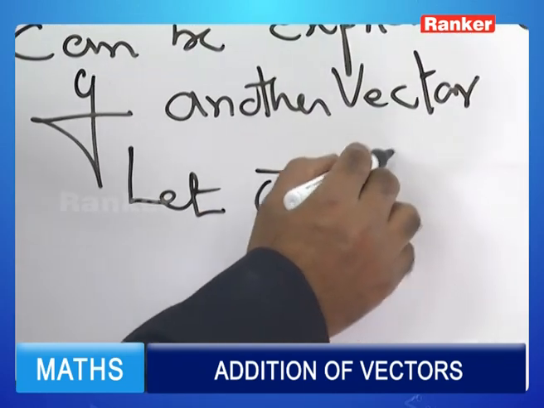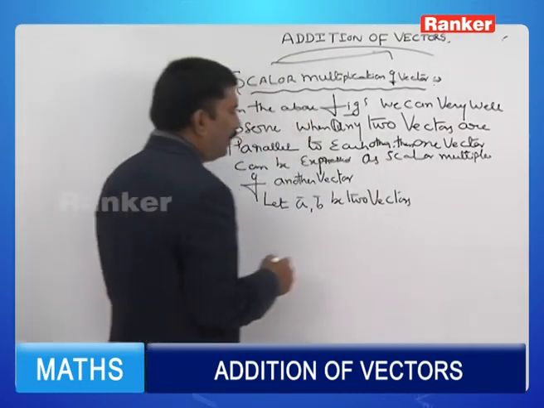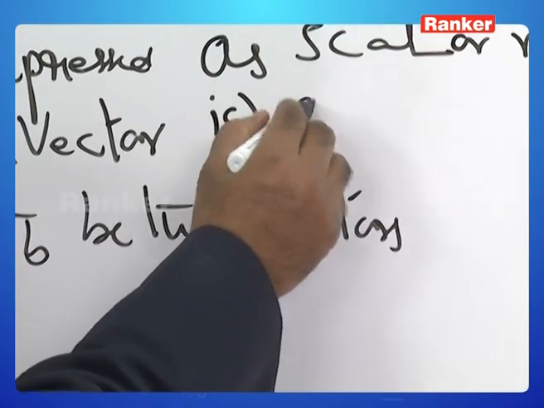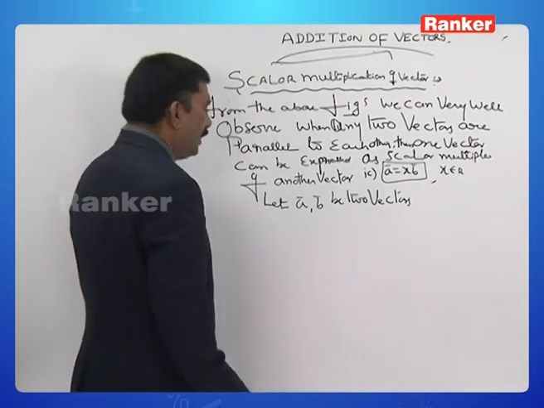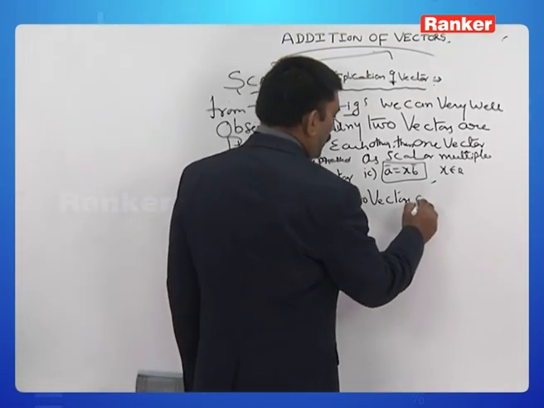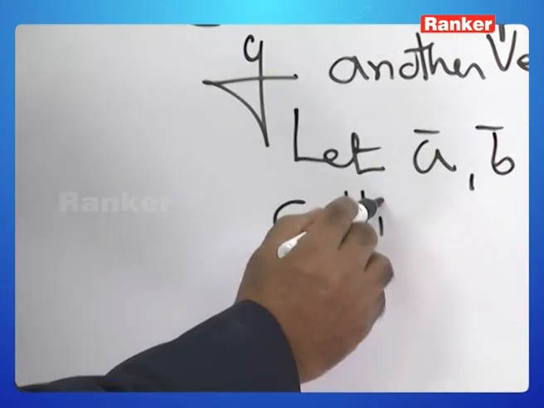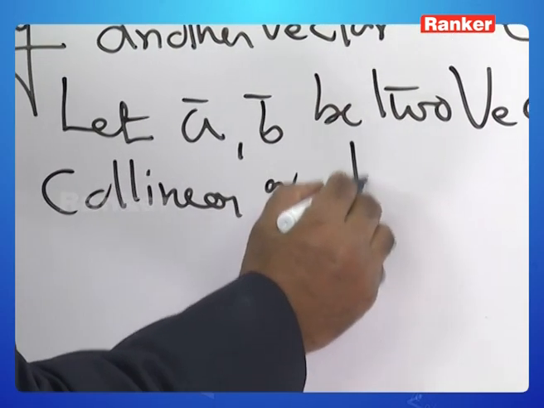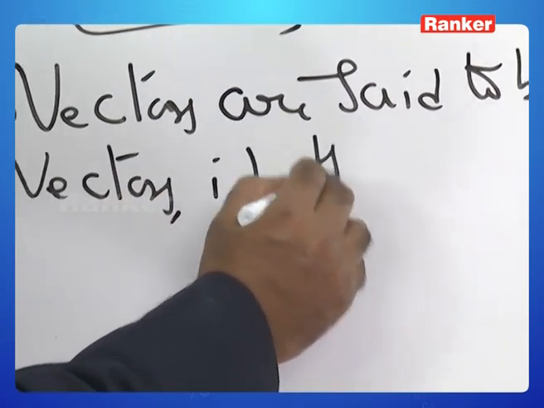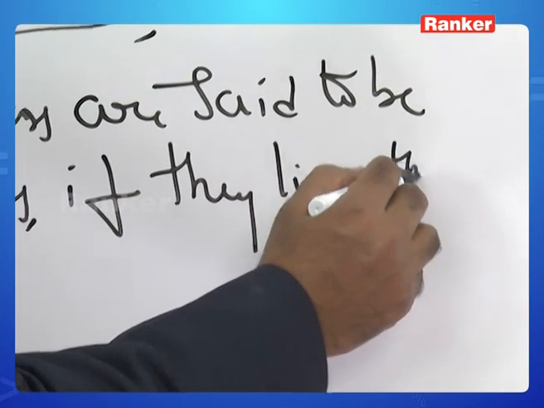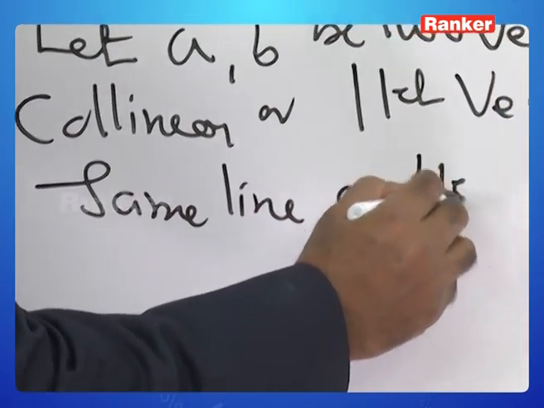That is, let a bar, b bar be two vectors. Then a bar is equal to xb bar, where x belongs to R. Two vectors a bar and b bar are said to be collinear or parallel vectors if they lie on the same line or are parallel to each other.